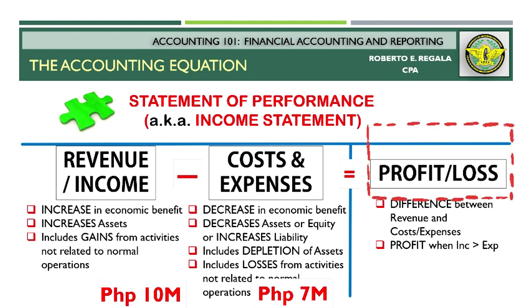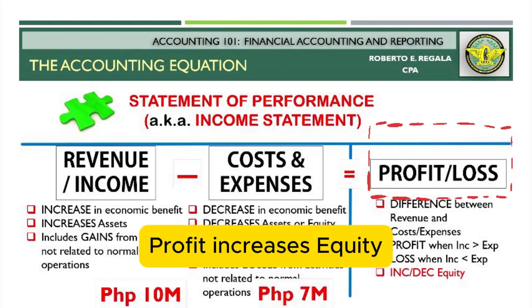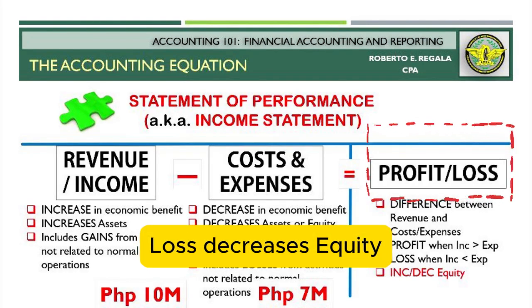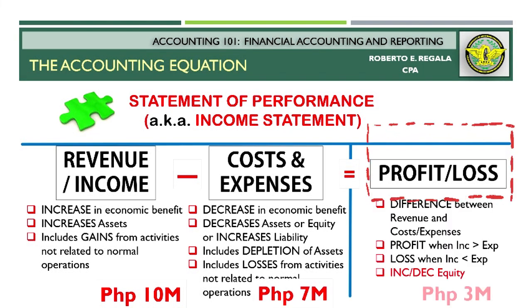There is profit when revenues exceed expenses, indicating that the business is earning more than it spends, contributing to growth and shareholder value. On the other hand, there is loss when expenses exceed revenue, indicating the business is spending more than it earns, which may require adjustments to operations or finances. Profit directly affects the balance sheet. When there is profit, it increases equity, and when there is loss, it decreases equity. In our example, therefore, since we have a revenue of 10 million and costs and expenses totaling 7 million, we have a profit of 3 million.